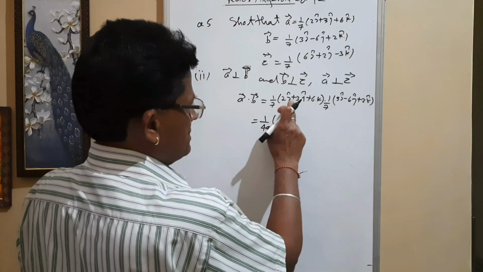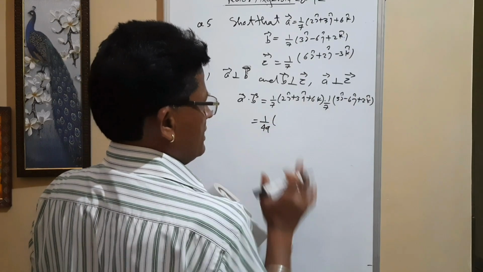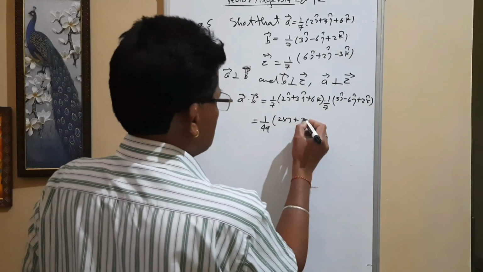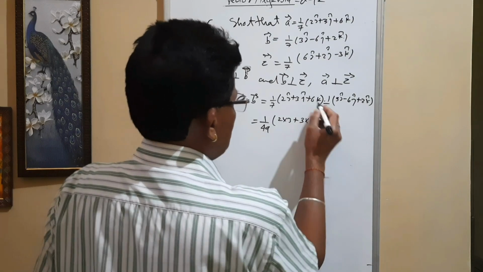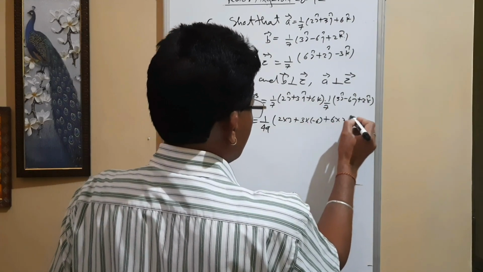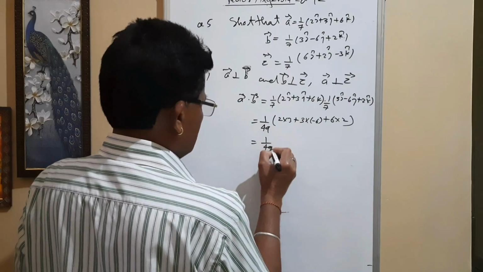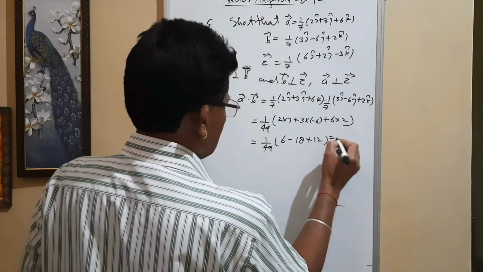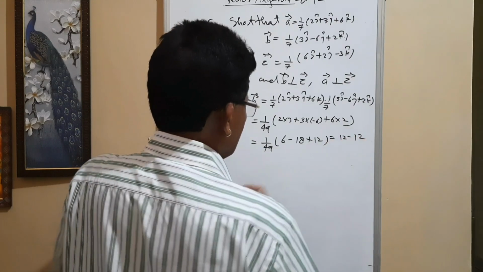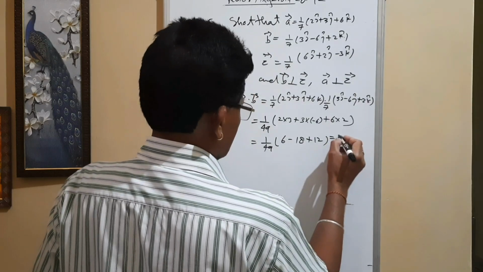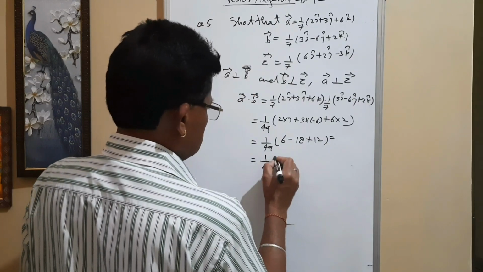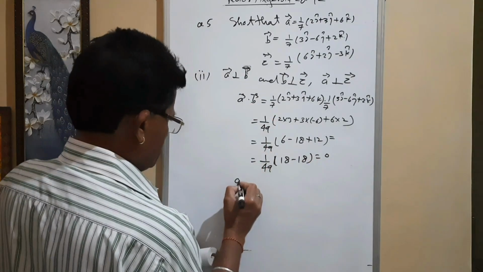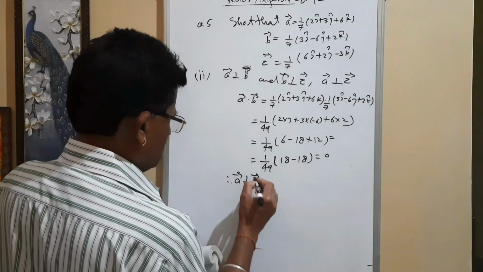You will have to take only the scalar components of the corresponding terms. 2 into 3, plus 3 into minus 6, and plus 6 into 2. That will be equal to 1 upon 49 times 6 minus 18 plus 12. It will be 12 plus 6, that is 18. So 1 upon 49 times 18 minus 18 will be equal to 0. Therefore, vector A is perpendicular to vector B.